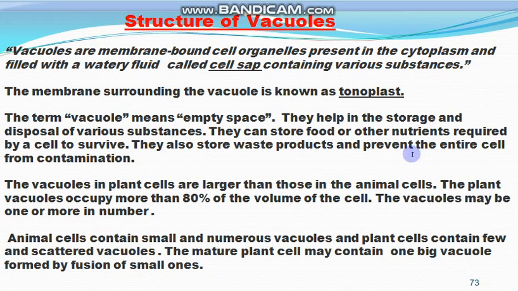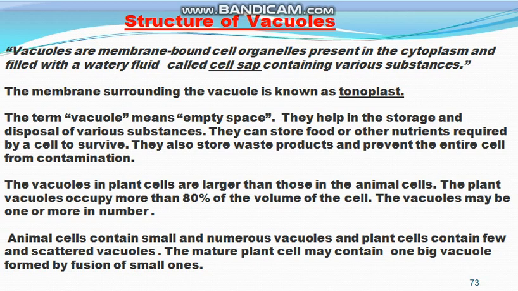The vacuoles in plant cells are larger than those in animal cells, and plant vacuoles sometimes occupy more than 80% of the volume of the cell, and the vacuoles may be one or more in number. You must have seen the cell structure of plants, that most of the portion in the plant cell is occupied by the vacuole, and the cytoplasm is present at the periphery of the cell.